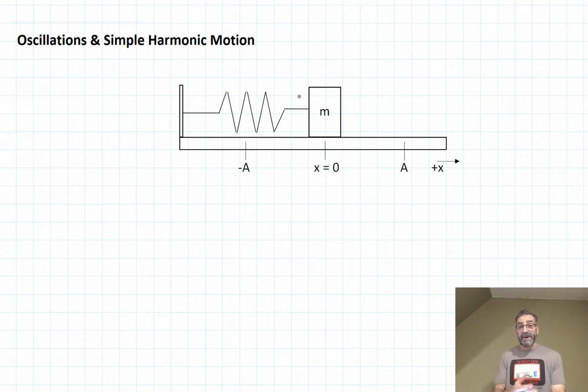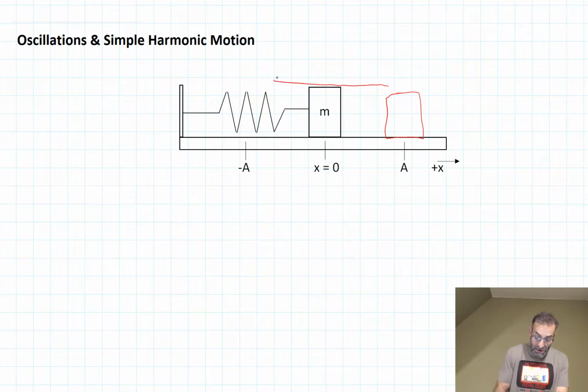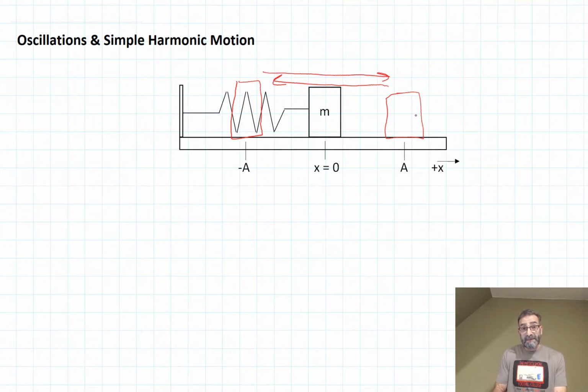This is cyclical motion, repetitive motion. The box started out over here. We stretched it a little bit until the spring was stretched to some maximum amount. We let go, and it moved until it came to rest on the other side. And then it moved back to the starting point. So it completed one cycle.